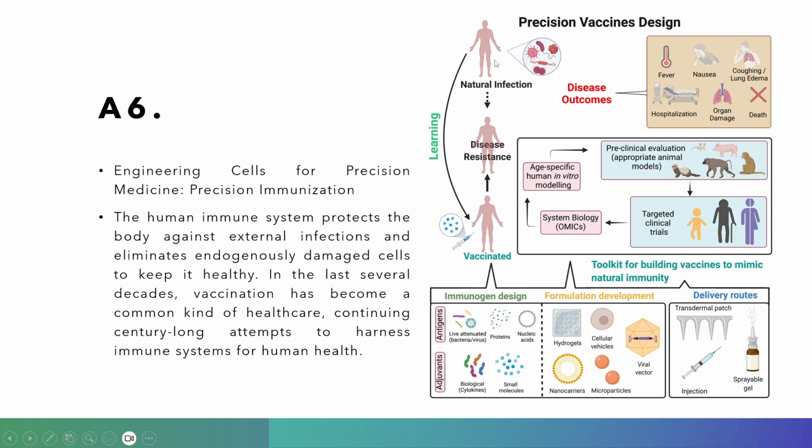So this is natural infection, and these are the disease outcomes, which include fever, nausea, hospitalization, and others. So natural infection, disease resistance, vaccinated. This vaccination can be specific to a particular group of people. Like now we have gone through this pandemic era where the COVID-19 vaccine was given to each and every group of the population, right? First it was given to a particular age group, between 40 to 60 or above 60. Then the age group became about 20 to 40, and then children.